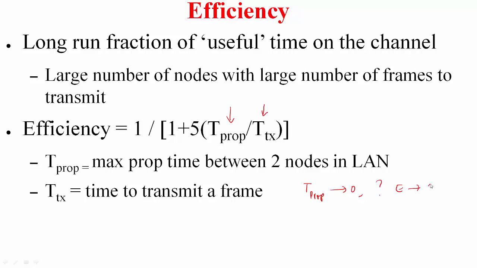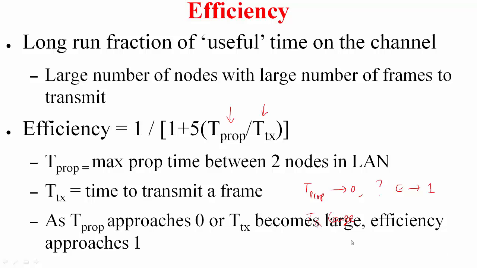What is the reason for this? This is because you are now able to detect collisions rather instantaneously, and thereby you are not wasting the channel resources. That leads to very good efficiency. Similarly, if the transmission time TTX is rather large, again the efficiency tends to 1 because you are using the channel for doing useful work.